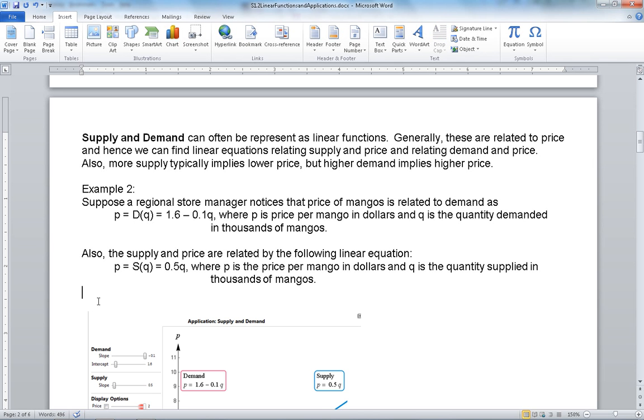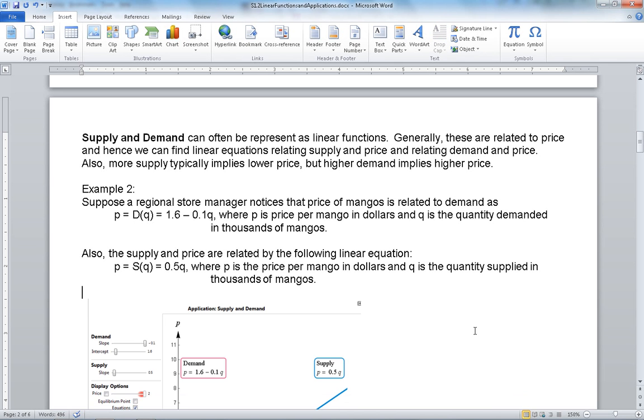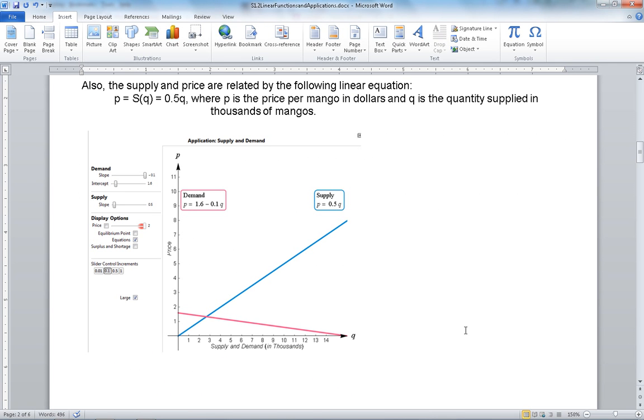Now we can make a graph of this, and what your CDF player shows is that the demand curve is in sort of that pink line, and the supply curve is the blue line. So you can see that all we've done is graphed these on this coordinate axis system. Notice price is on the vertical axis, and then the amount supplied or the amount demanded is on the horizontal axis.